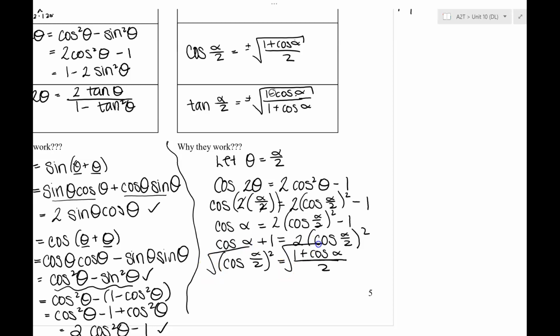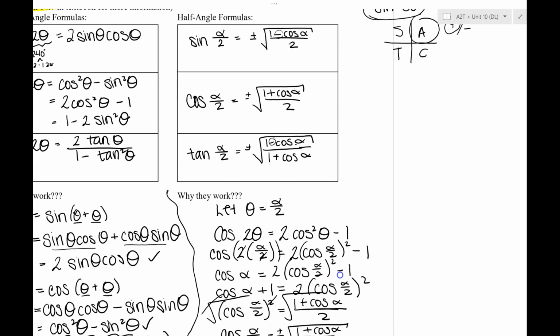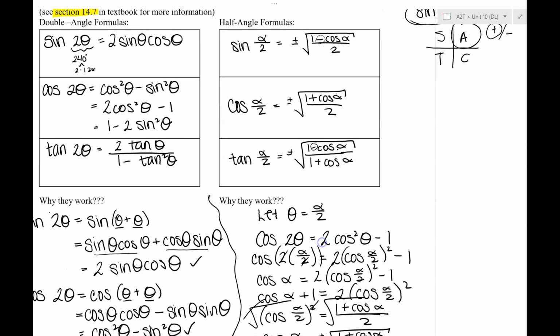And then the last thing we need to do is take the square root. So our cosine half angle is equal to plus and minus the square root of 1 plus cosine alpha all over 2. Dun da da! Yes, that is why they work. It's pretty rad. And the cool thing is if you play around with it, they actually all come from the cosine double angle. Sine does as well.